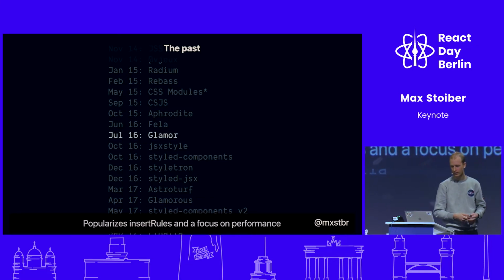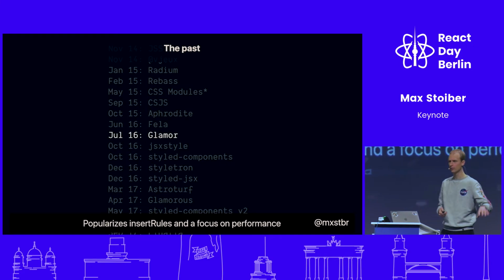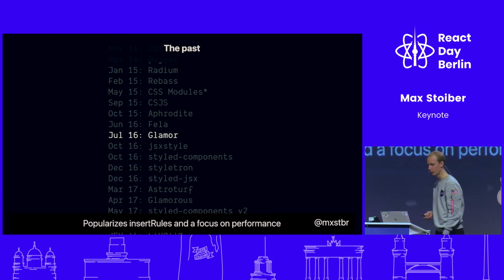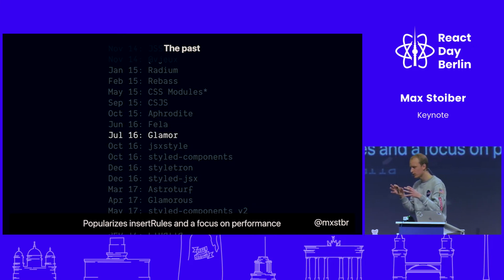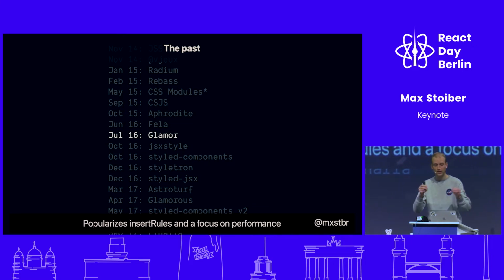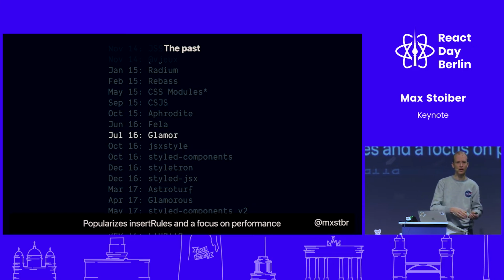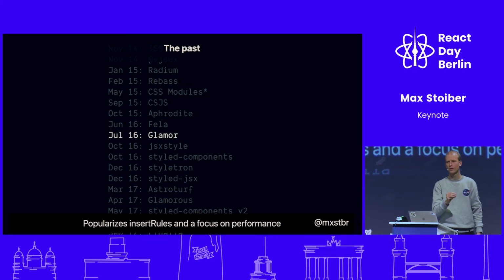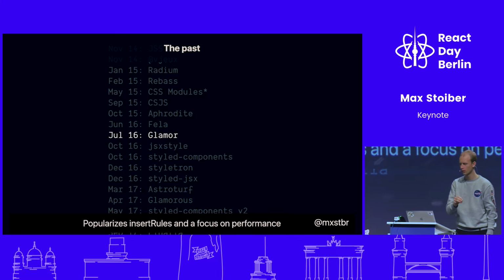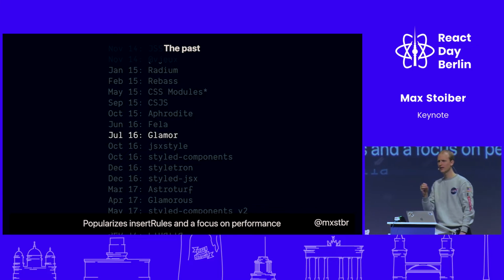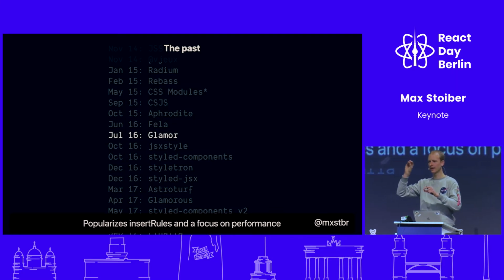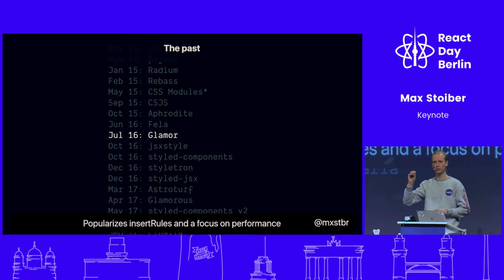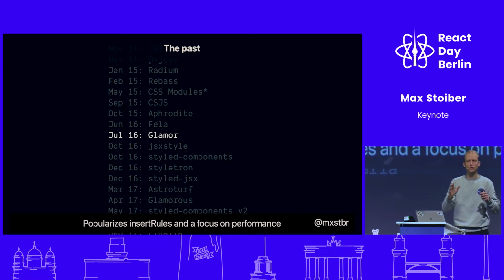In July of 2016, Sunil Pai, who is now on the React team at Facebook, released Glamour. And what Glamour really did, he didn't have any novel APIs. However, it really focused on performance, and it popularized a very obscure DOM API called insert rule. Insert rule is a really unknown DOM API. Before that, most CSS-in-JS libraries simply created a style tag and set its text content from JavaScript. However, that approach isn't the fastest.